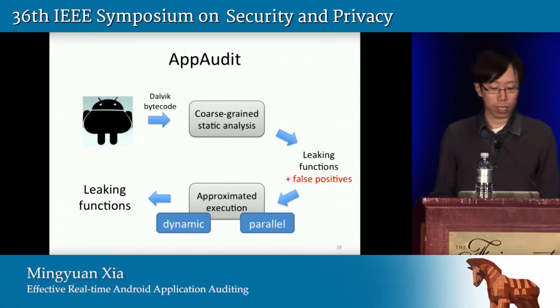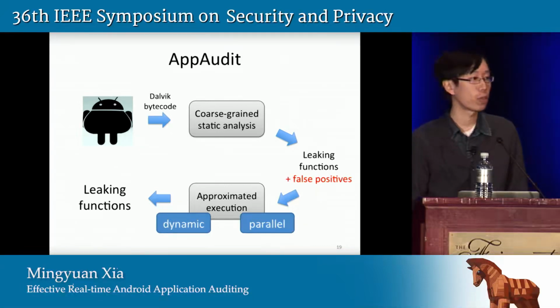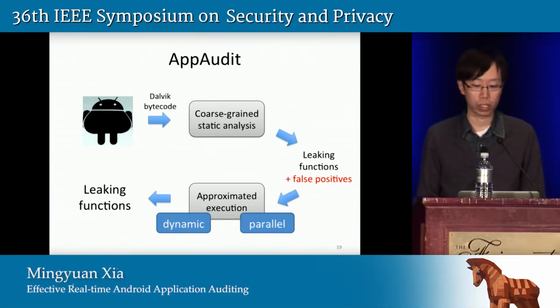Because it's a dynamic analysis, in a sense, it relies on executing this function to confirm leaks, so it's much more efficient than static ones. And also, we can examine multiple functions in parallel to further improve performance at this stage.